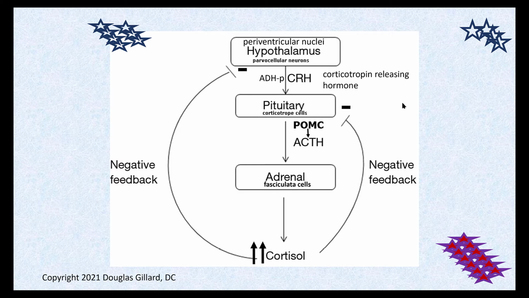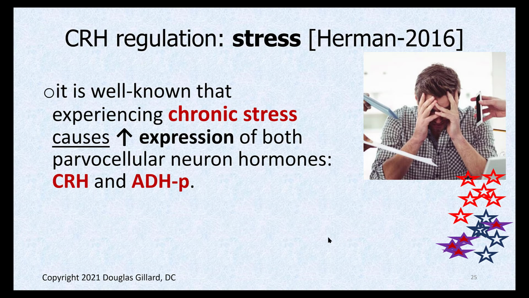So it doesn't matter if you have a mutation with the receptor for cortisol in corticotroph cells, don't worry about it because we can shut it off up here, and vice versa. If there's a mutation for the cortisol's receptor in parvocellular neurons, don't worry about it, we can shut it off here. So it's very important not to let ACTH and cortisol run wild.